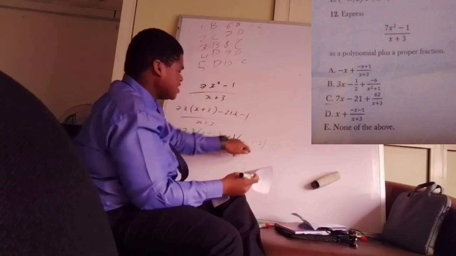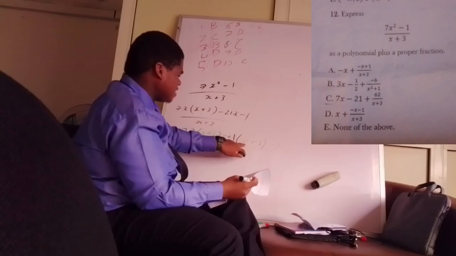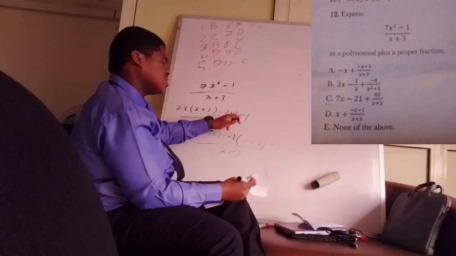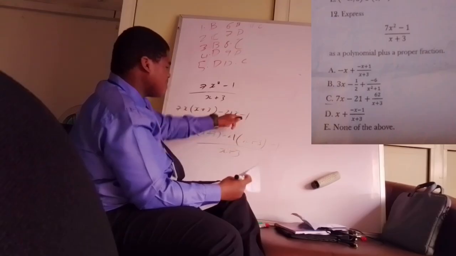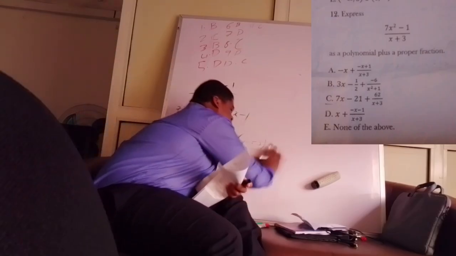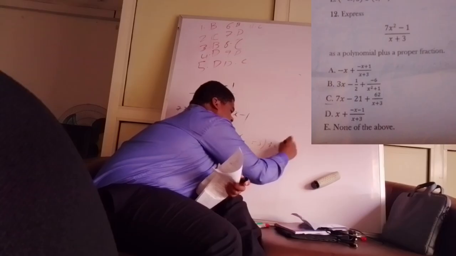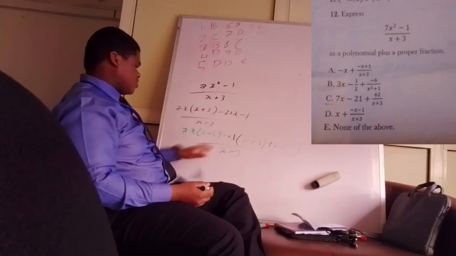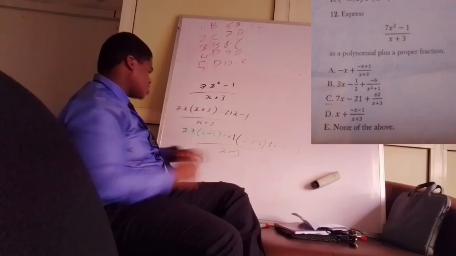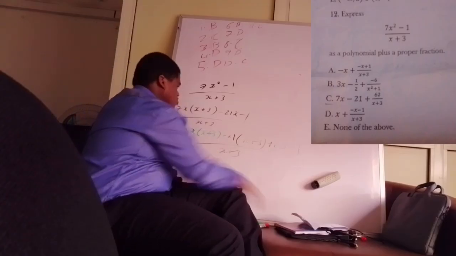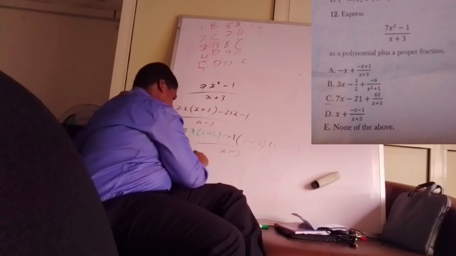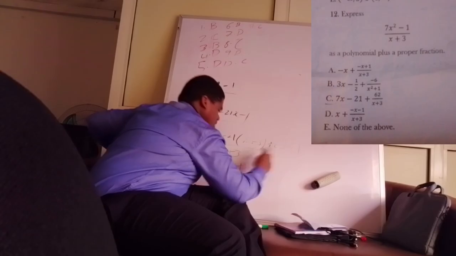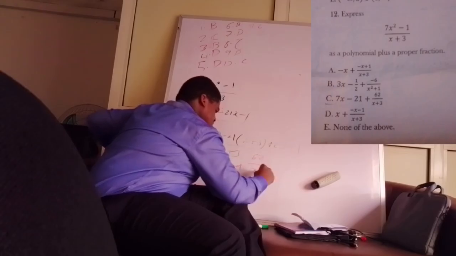Since we are now forcing in x plus 3 here, minus 21 times x will give you minus 21x. Minus 21 times 3 will give you minus 63. But there's no minus 63 here, so don't forget, you have to add 63, minus 1. So now the x plus 3 cancels out here, leaving you with 7x minus 21 plus (63 minus 1, that's 62) divided by x plus 3.